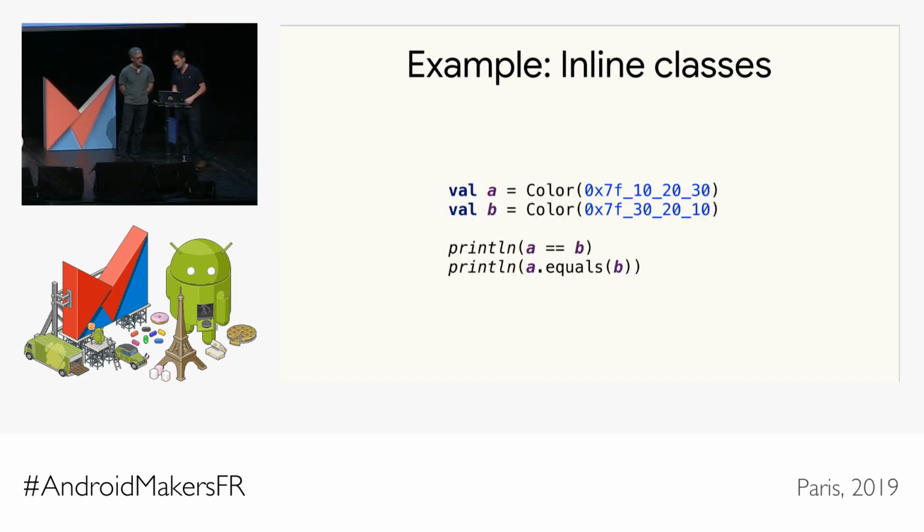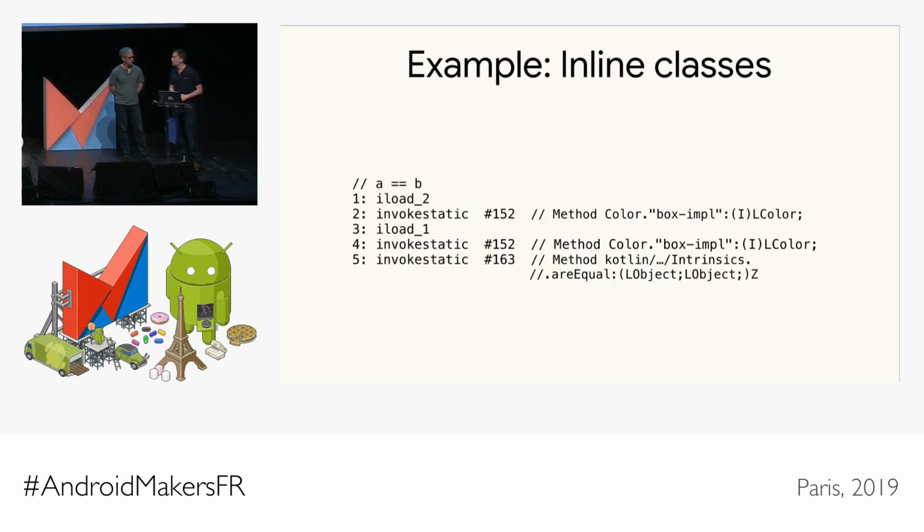So far, so good. Now let's take a look at this particular example. We have two inline class instances, A and B, and I just want to print whether or not they're equal. There are two ways we could do that. We could use ==, which in Kotlin will basically call .equals, and then we could also call .equals directly. Now here's what happens when you do this.